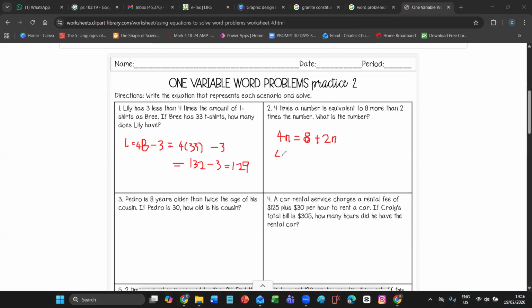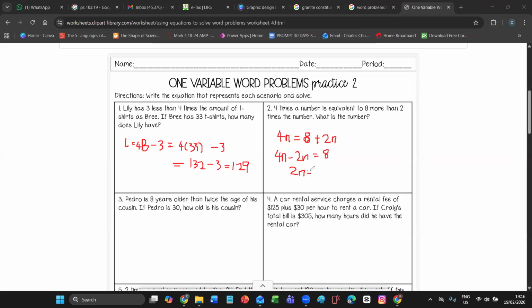So that would be 4n minus 2n. And that will be equals to 8. Since 8 didn't move, it stays the same. And the 2n sign changed. So 4n minus 2n is 2n. And that would leave us with 2n equals 8.